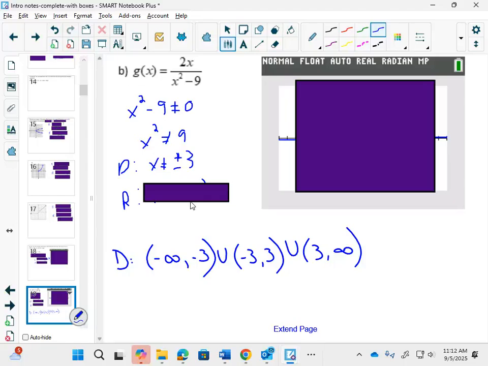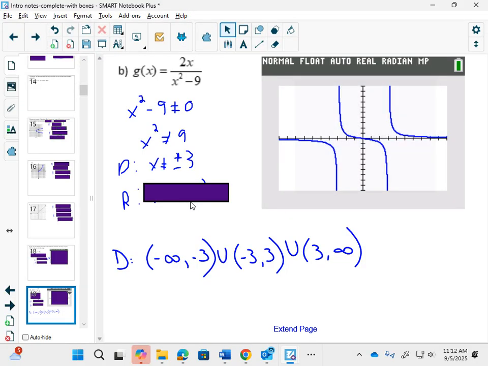But it's going from left to right. You get to 3, you don't include it. That's where that round bracket comes in. Jump, do these ones in between. Jump, do those ones again. Go to your graphing calculator, type this equation in, and see if you can get this graph.